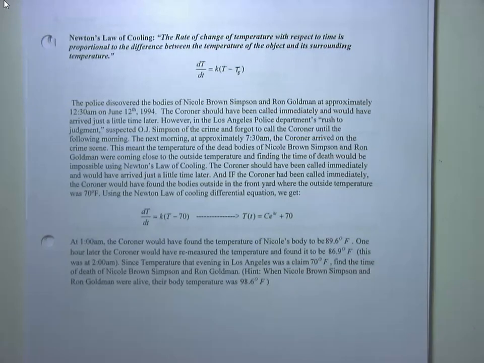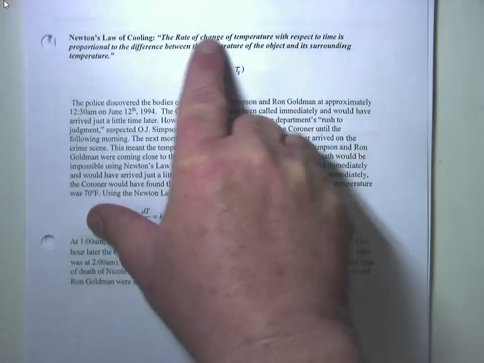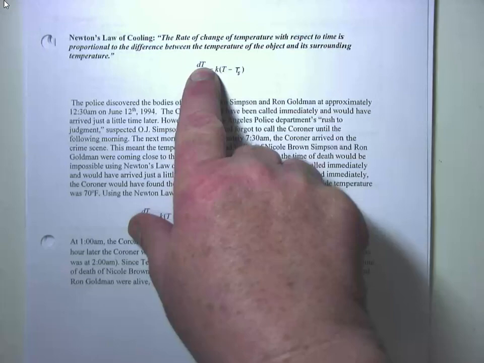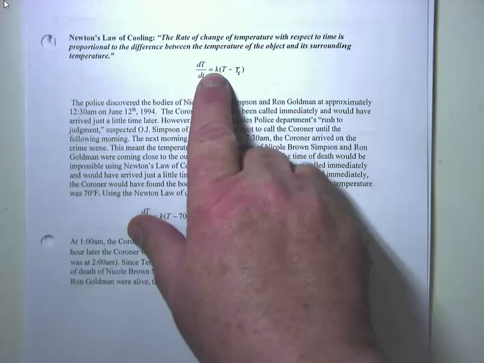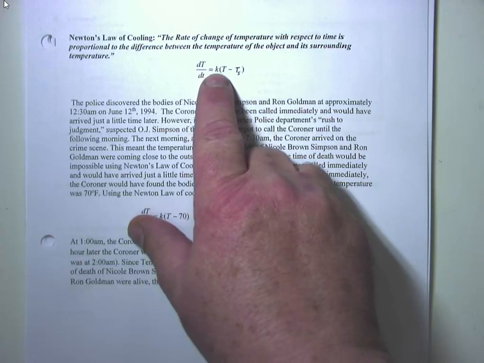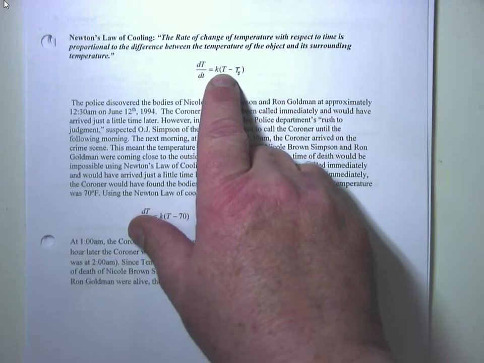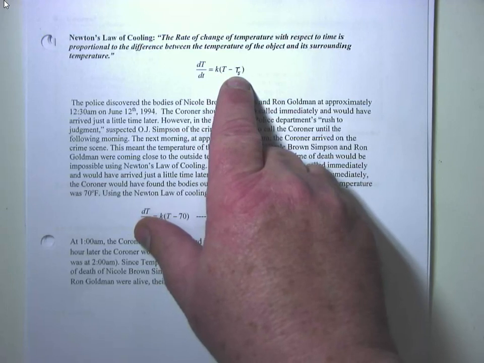Now, Newton's law of cooling. What Sir Isaac Newton came up with, the actual physical mathematics, is this. Quote, this is his Newton's law of cooling: The rate of change of temperature with respect to time is proportional to the difference between the temperature of the object and the temperature of its surroundings. So what we're saying here is the rate of change, which means derivative, of the temperature of the object with respect to time, is proportional to, means it's equal to some constant K times the temperature of the object, which is a variable T, minus the surrounding temperature, TS.